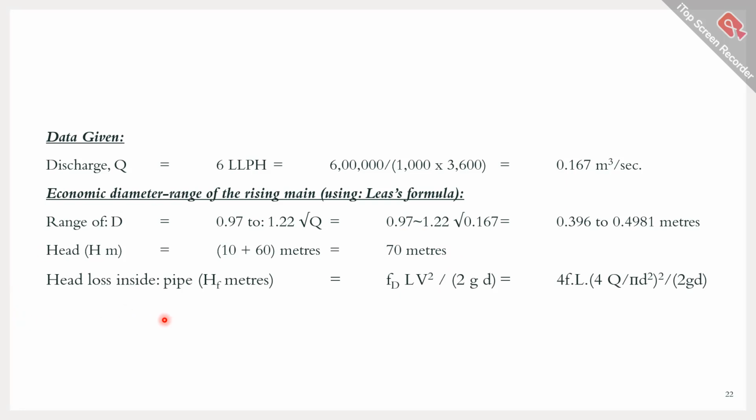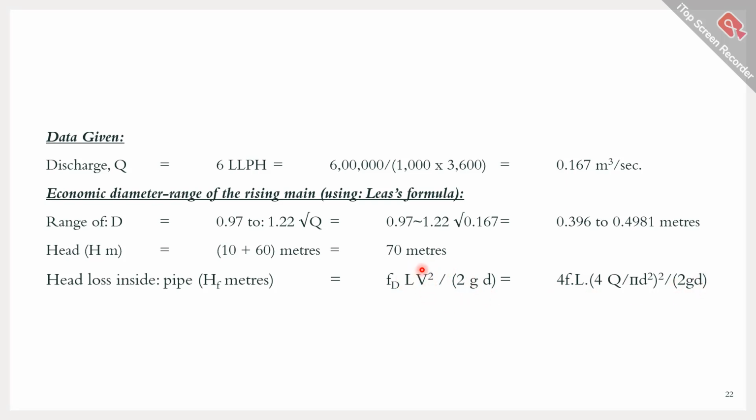Now the head loss inside the pipe, which is also denoted as HF in meters, is given by the Darcy-Weisbach equation. It is FD into L into V square divided by 2G into D. Now in the question, FD is not given, F is given. So FD equals 4F, that we have just put here. So HF equals 4F into L into V square divided by 2G into D.